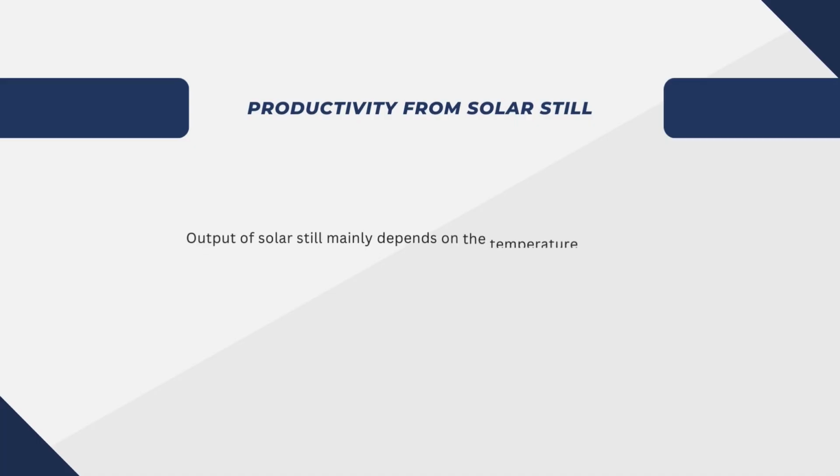The output of a solar still mainly depends on the temperature difference between the basin water and the glass cover. A larger temperature difference increases the rate of water evaporation from the basin of the solar still, thus increasing the condensation of water and the distillate output. Vice versa, a lower temperature difference lowers the output of the solar still.